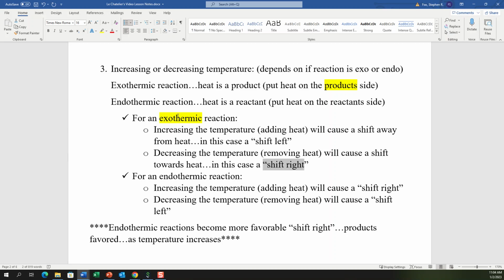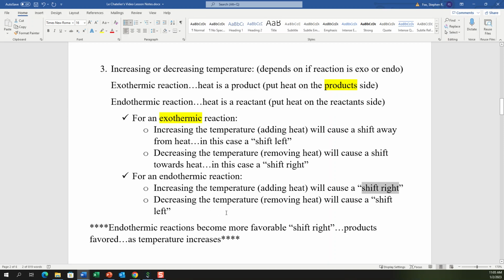So for exothermic reactions, the forward reaction becomes more favored at low temperatures, and the reverse reaction becomes less favored at low temperatures. The opposite is true for endothermic. If you're endothermic, you need to think of heat as a reactant. So if you add heat, if you increase the temperature, you're adding a reactant. It's going to shift towards the right. It's going to try to get rid of the heat you added by consuming it.